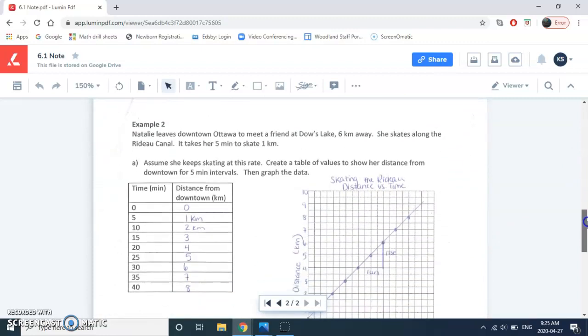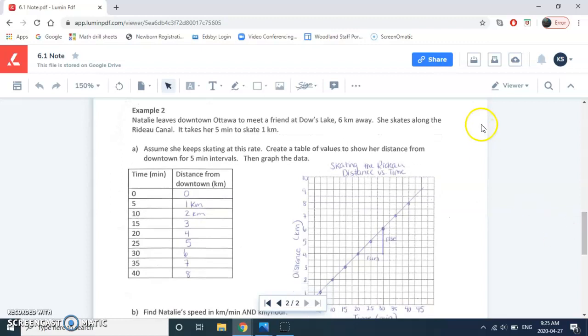All right, let's look at our second example here. Natalie leaves downtown Ottawa and meets a friend at Dow's Lake, 6 kilometers away. She skates along the Rideau Canal. It takes her 5 minutes to skate 1 kilometer. Assume that she keeps skating at this rate. Create a table of values, that's down here, to show her distance from downtown for 5 minute intervals.